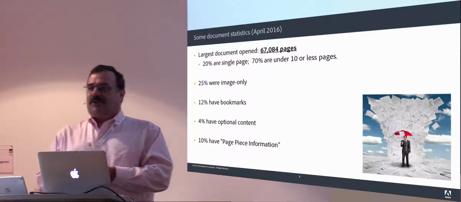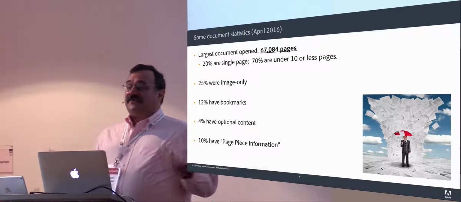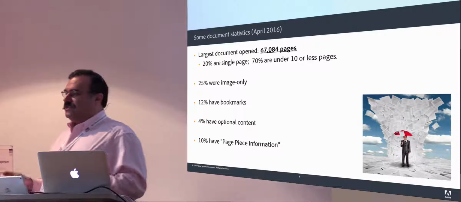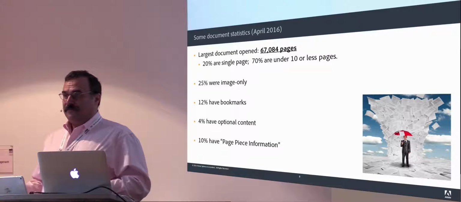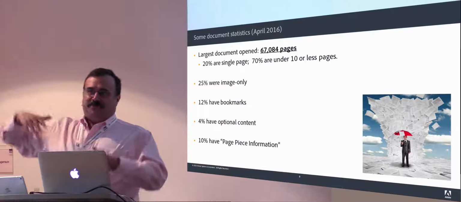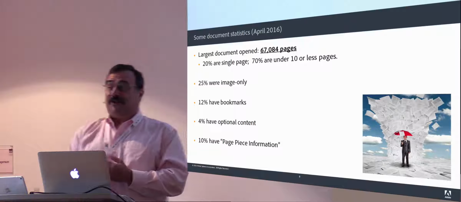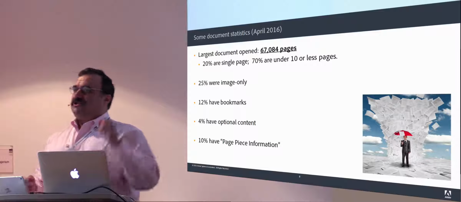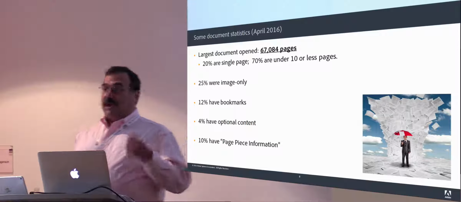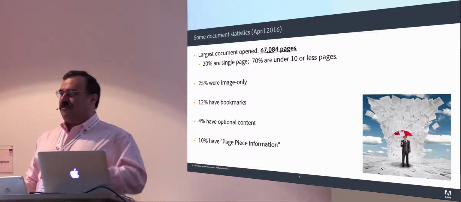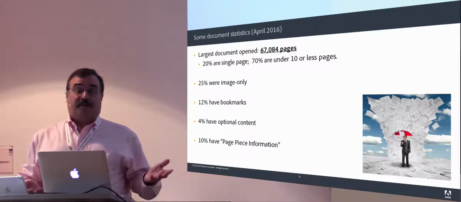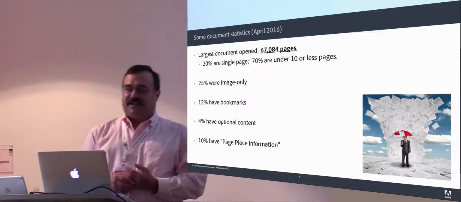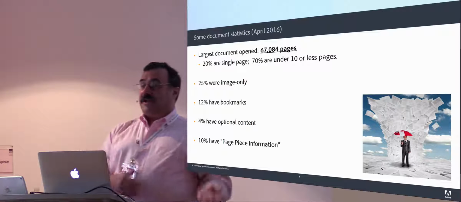70%, 10 pages or less. So that's a significant number of documents that we would consider relatively small. And obviously it goes up, as we saw, all the way up to 67,000. But the vast majority of documents opened, at least by our customers, and again, I suspect if we look at this across all PDFs, we would probably find that same thing. The vast majority, 10 pages or less.